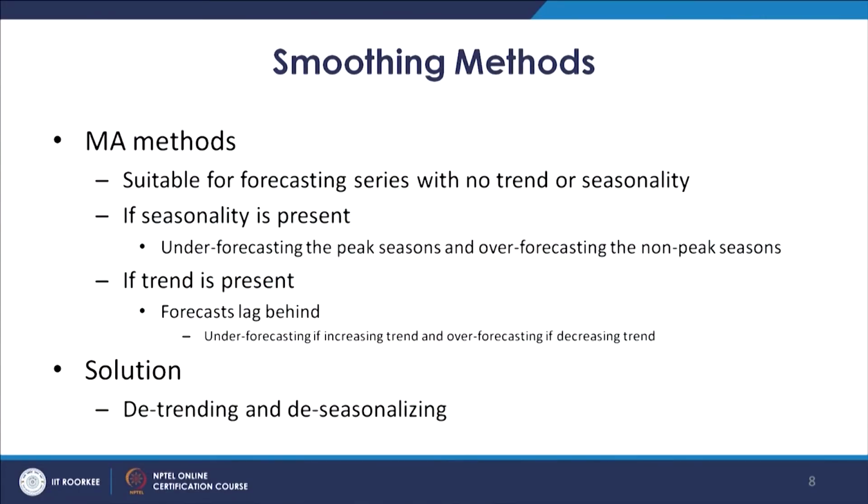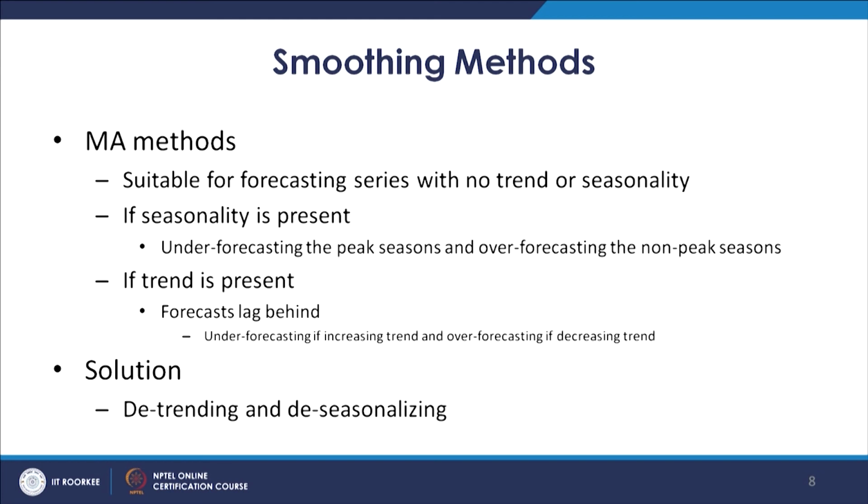We use the residual series that we have built in the previous lectures and apply MA methods on that particular series. If seasonality is present, what is going to happen is under forecasting the peak seasons and over forecasting the non peak seasons. That is why this is not suitable if the series has a seasonality component. If trend is also present, then the forecast will lag behind. That means under forecasting if there is an increasing trend and over forecasting if there is a decreasing trend.